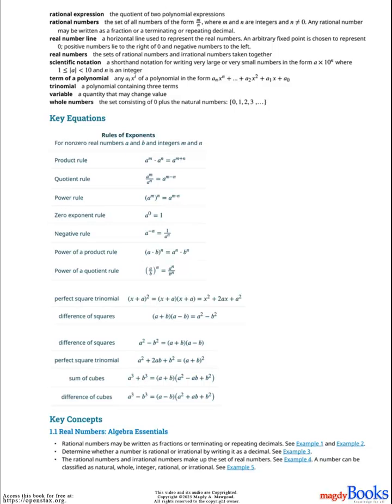The set of all numbers of the form m over n, where m and n are integers and n is not equal to 0. Any rational number may be written as a fraction or a terminating or repeating decimal.